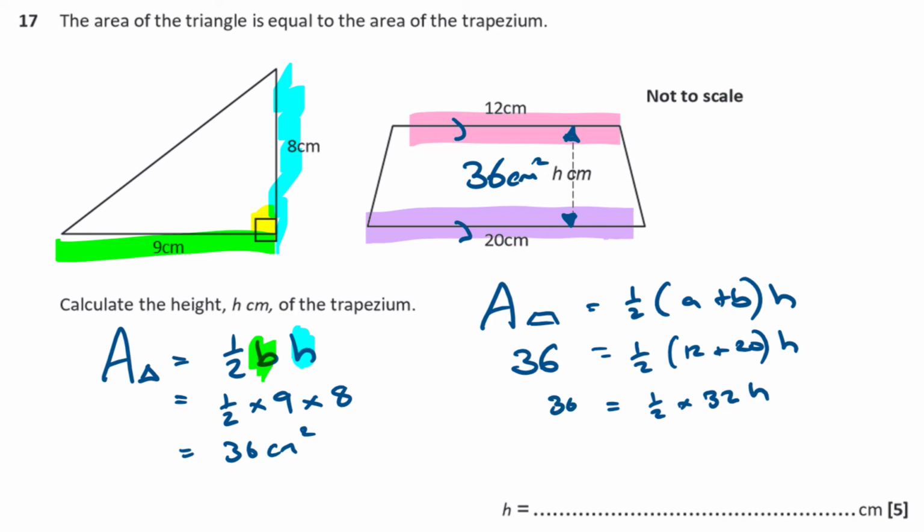Half of 32 is 16. So 16h equals 36. So then what's h then? h is going to be, well, let's divide both sides by 16. 36 divided by 16. So that comes out to be 2.25.